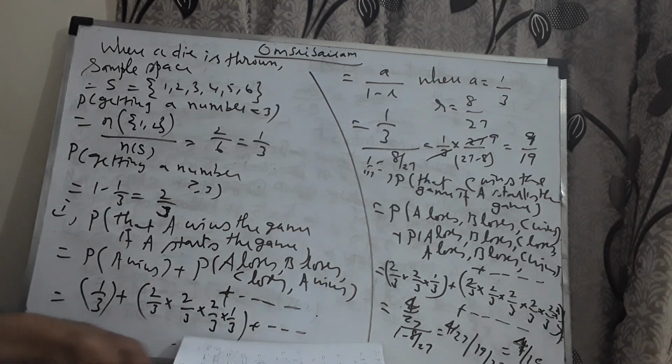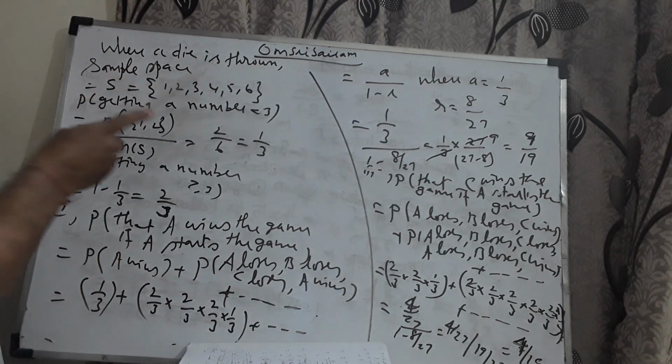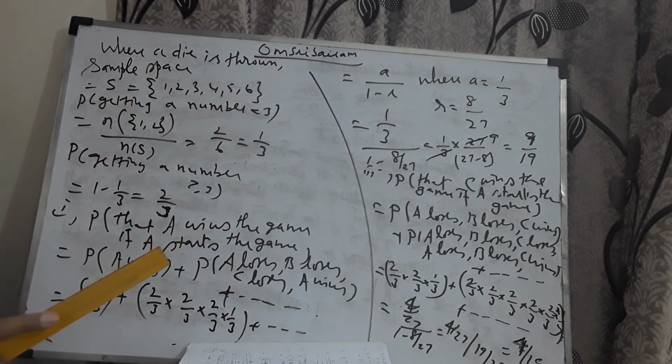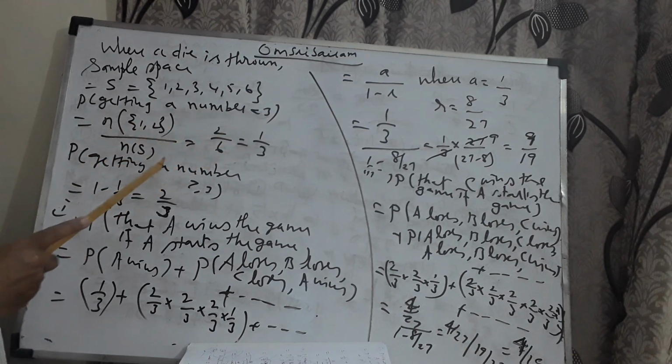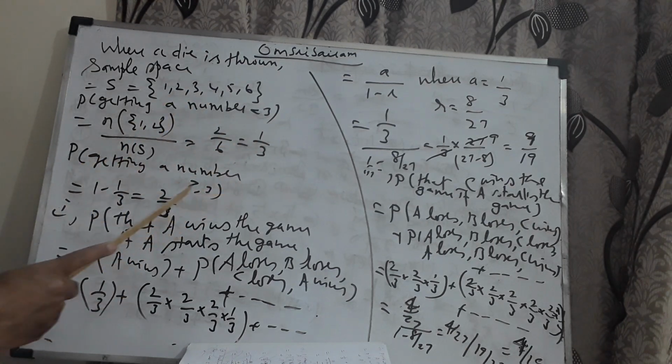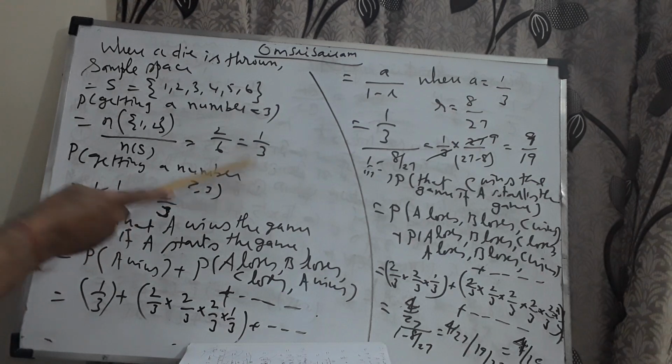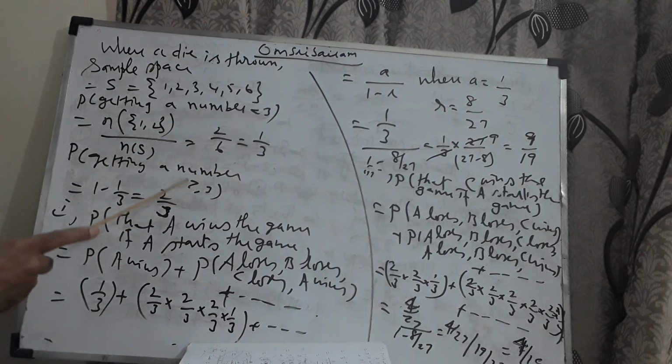Let me just repeat. When a die is thrown, the sample space S is 1, 2, 3, 4, 5, 6. There are 6 spaces, each having numbers 1, 2, 3, 4, 5, 6. P of getting a number less than 3, getting 1 or 2, is 2 by 6, n of S, which is 1 by 3. P of getting a number greater than or equal to 3 is the complement of this, or n of {3, 4, 5, 6} by n of S, 4 by 6, which is 2 by 3.